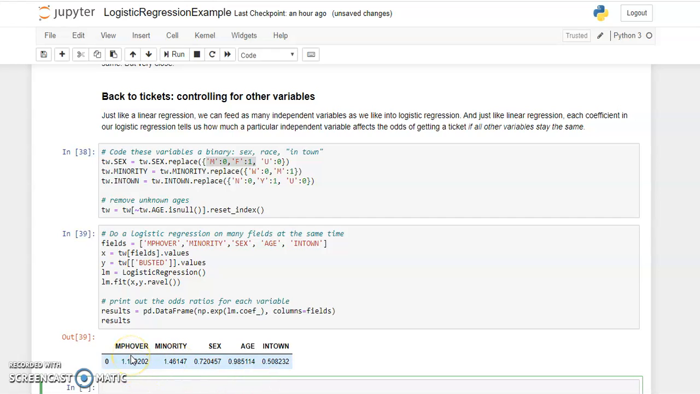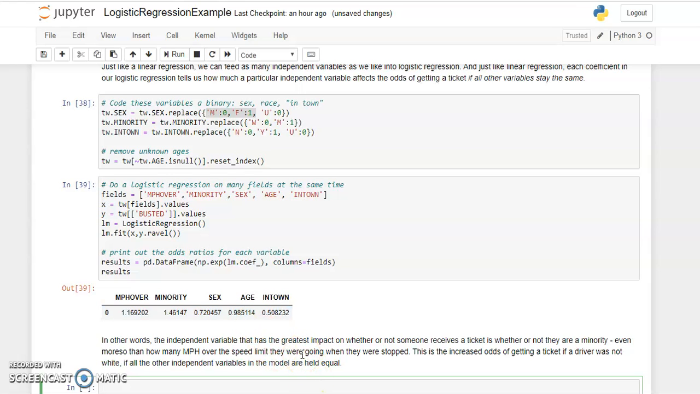So yes, driving faster has some influence. Being quote unquote less male has an influence, your age has an influence, but the biggest influence is whether or not you are non-white. And so again, this is just to emphasize that as we've seen with our linear regression, what we're able to do here is to say something about how a given independent variable affects the dependent variable. We can use our regression process to control for the effects of multiple variables simultaneously.